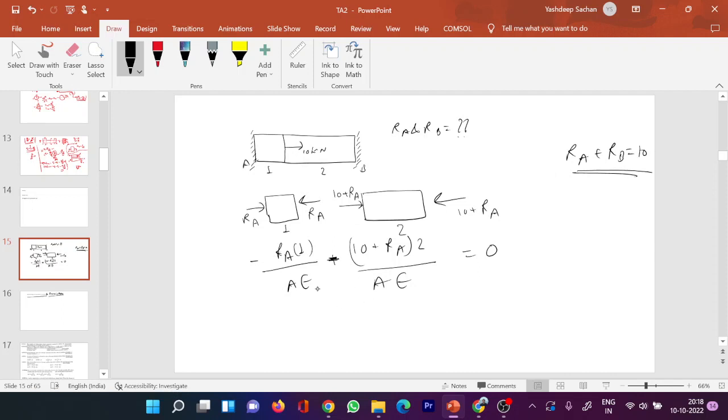So what would be the value of RA from here? Sir, 20 by 3. Plus it is coming, right? Yes, sir. It will be tensile, I think. So 20 by 3 means tensile. And we need not write RB here, because directly 10 plus RA is coming. We can find both, RA and RB. What is the value of RB? 10 by 3. So 20 by 3 and here 10 by 3.